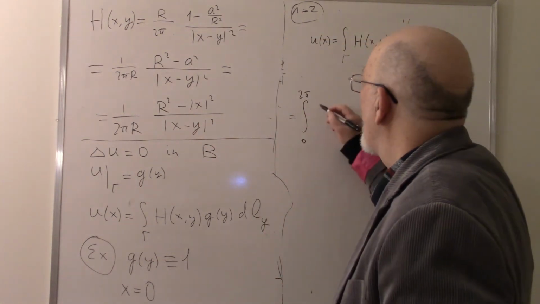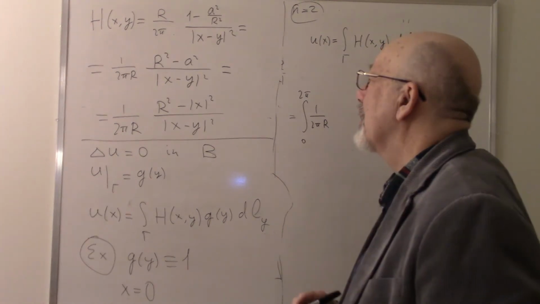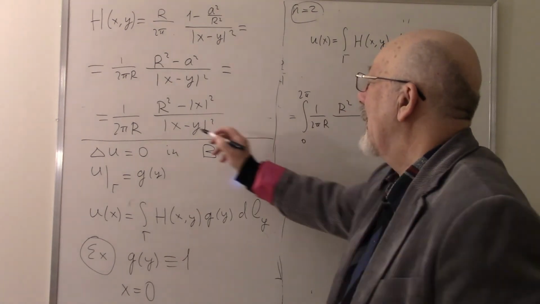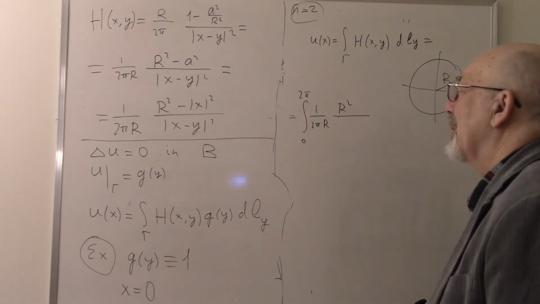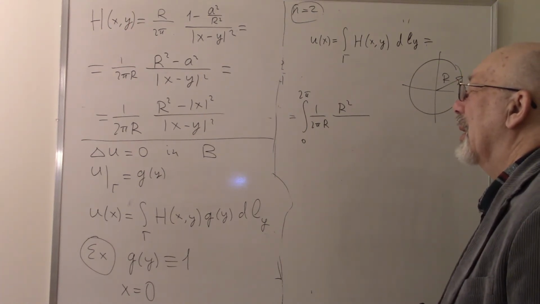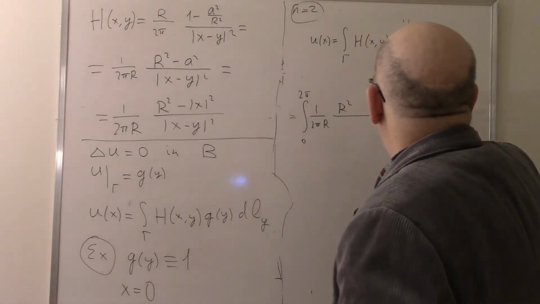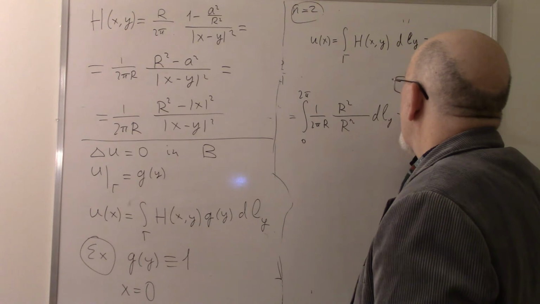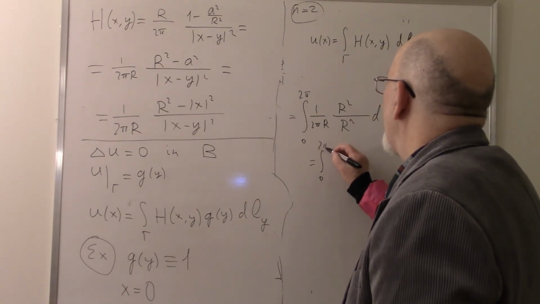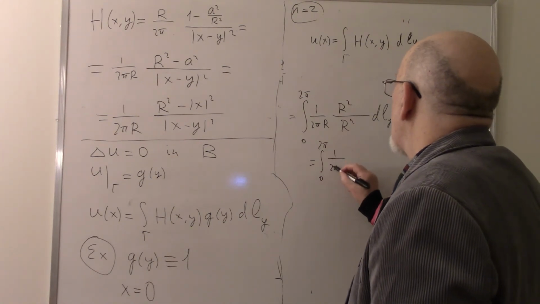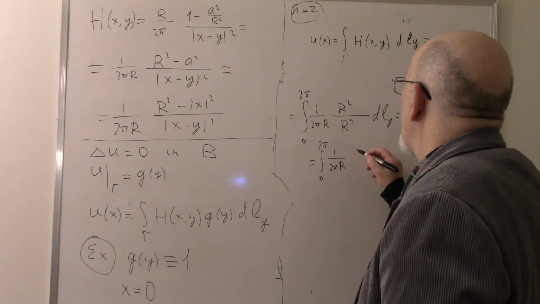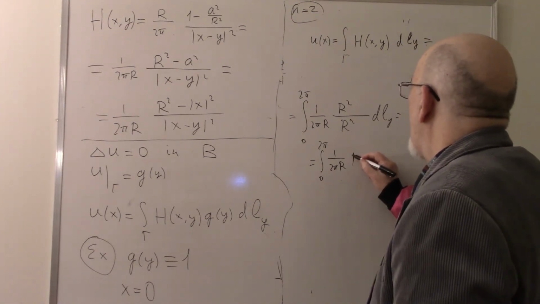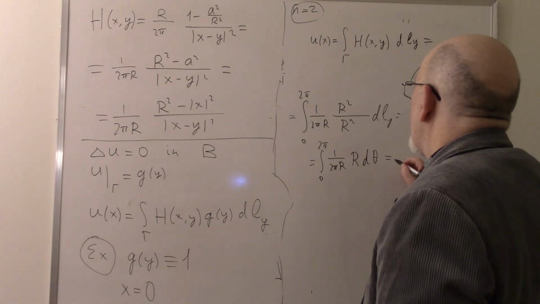It is here 1 over 2 pi r, r square minus module x square, which is r square, divided by module x minus y square. X is here and y is here, so it is r square, dl y, equals the integral from 0 to 2 pi of 1 over 2 pi r. R here is 1. What is dl y? It is r d theta. So it equals 1.